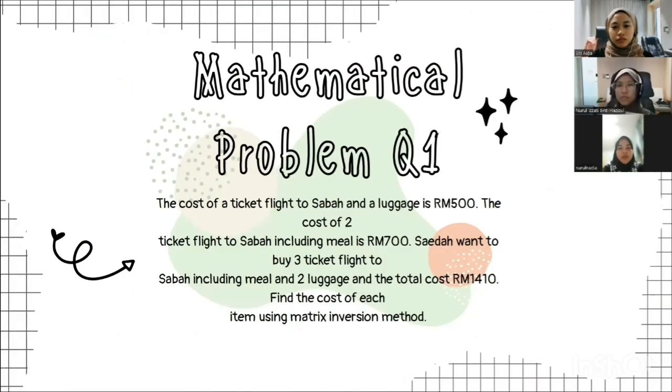Mathematical problem question 1: the cost of a flight ticket to Sabah and a luggage is 500 ringgit. The cost of 2 flight tickets to Sabah including meal is 700 ringgit. Saida wants to buy 3 flight tickets to Sabah including meal and 2 luggage, and the total cost is 1,410 ringgit. Find the cost of each item using the matrix inversion method. Next, I will pass to Siti Aida.